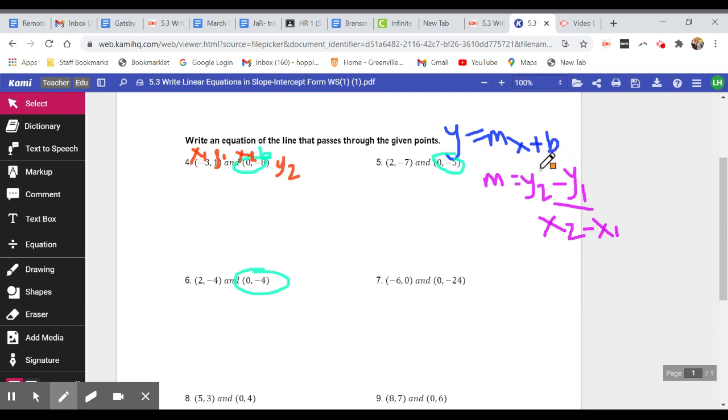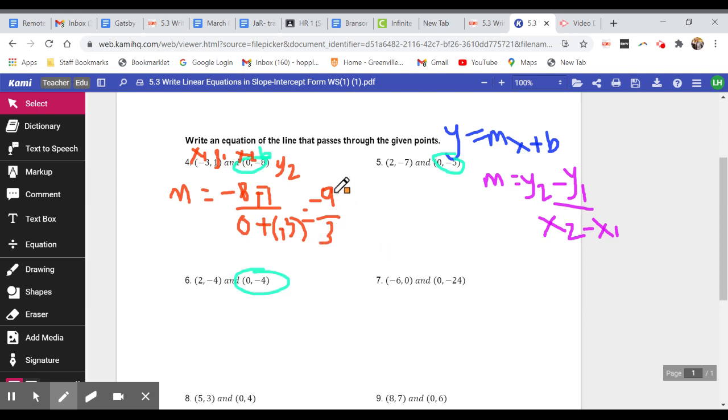So I'm going to start with my slope to figure that out. My slope then is my y2 value, which is negative 8, minus my y1 value, which is 1, divided by my x2 value, which is 0, minus my x1 value, which is negative 3. So I'm going to continue solving as I go across. Negative 8 minus 1 turns into negative 8 plus a negative 1, which is a negative 9, divided by 0 minus negative 3.